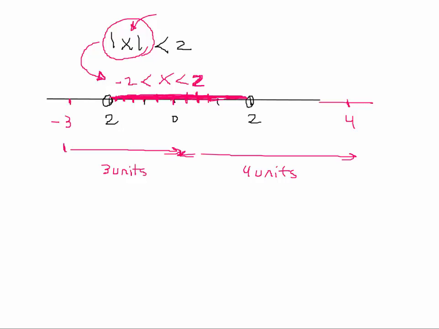The next example would be slightly different. The next one says absolute value of 9 minus 9x greater or equal to 5. So we have to know what that means.